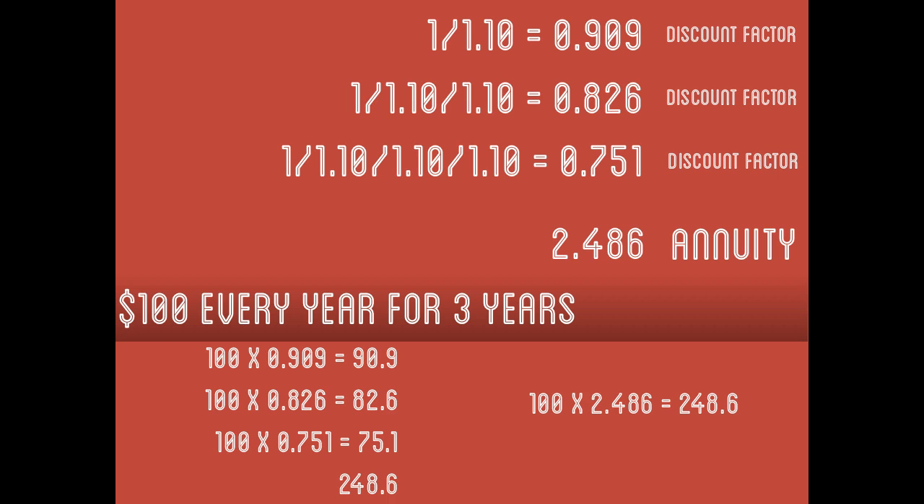So the 100 was the same every year. So instead of doing it on each individual year and discounting it all down and then totaling it up, just use the annuity, just use the cumulative discount factor for how many years and the discount rate. It'll get you there quicker.